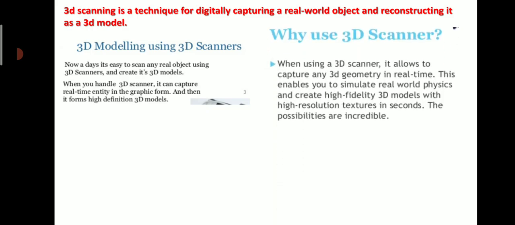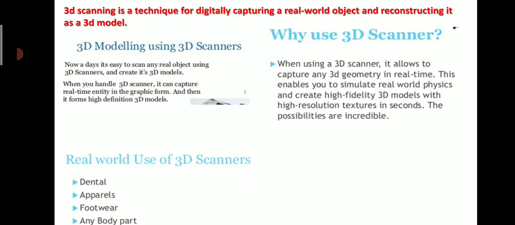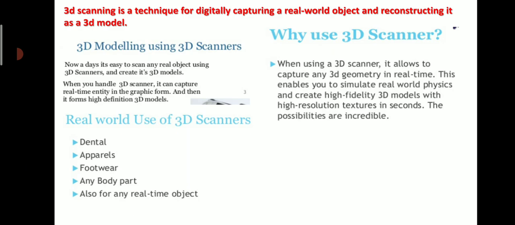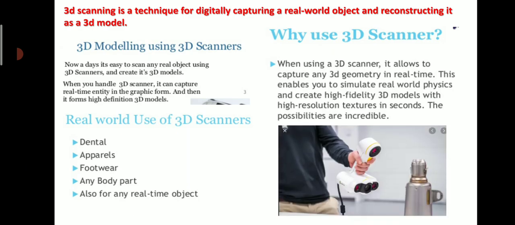Why use a 3D scanner? It allows you to capture any 3D geometry in real time. This enables you to simulate real-world physics and create high-fidelity 3D models with high-resolution textures in seconds. The possibilities are incredible. Real-world uses of 3D scanners are found in dental applications, apparel, footwear, any body part, and also for any real-time object. This is a picture of a 3D scanner. You will see the operator is holding a 3D scanner in his hand, and he is scanning the 3D object.